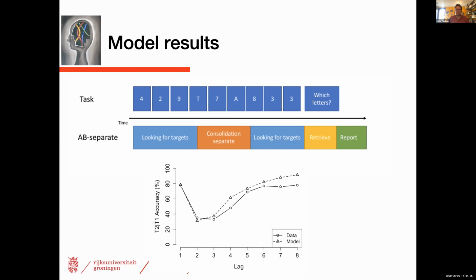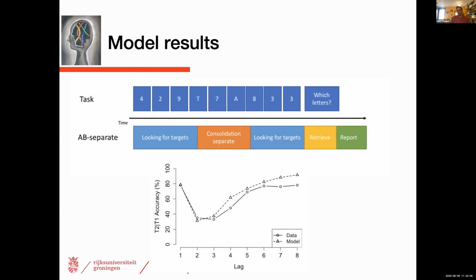If the targets are further apart, people also identify them correctly. But if they're right next to each other, that's lag 1, then people also do a good job. That is because the targets are now consecutive. Instead of consolidating separately, people will consolidate them as a single chunk.